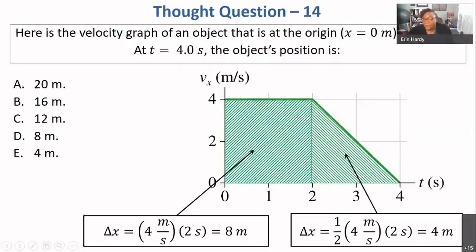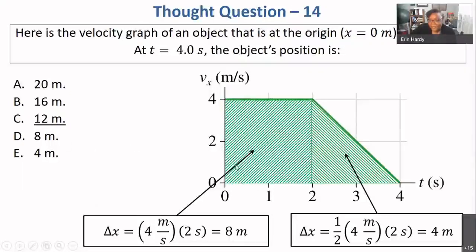And next we can just calculate the area below the curve for this triangle. So 1/2 the base times the height, 1/2 times 4 meters per second times 2 seconds, is going to give us 4 meters. So we add those two together to get the change in position, or the displacement, between 0 and 4 seconds. That would give us 12.